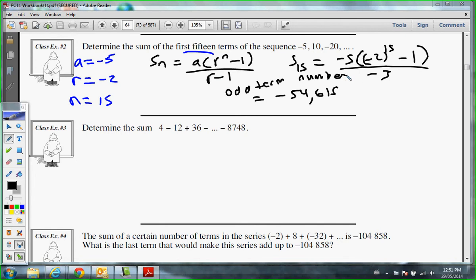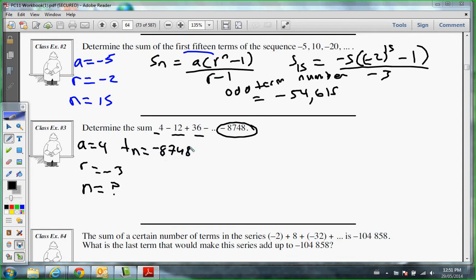Okay, example 3. Now this one, they give me the pattern, but I don't know what term number that is. So this is where we want to use formula 2. Okay, so if you look at it, we have A is 4, R we still do know is -3. We don't know N, but we know what T sub N is. So we want to use this one.